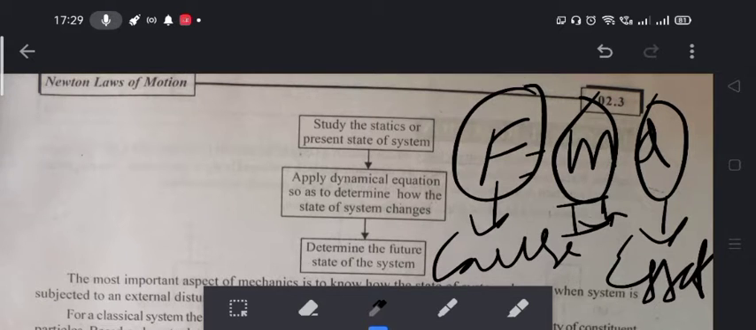Okay, so the study of statics is the present state of a system. We have three tenses: present, past, and future. In statics, we study the present state of the system and apply the dynamical equation to determine how the state of the system changes. By applying these equations, we verify and know about the future of the system, where it is going to go.